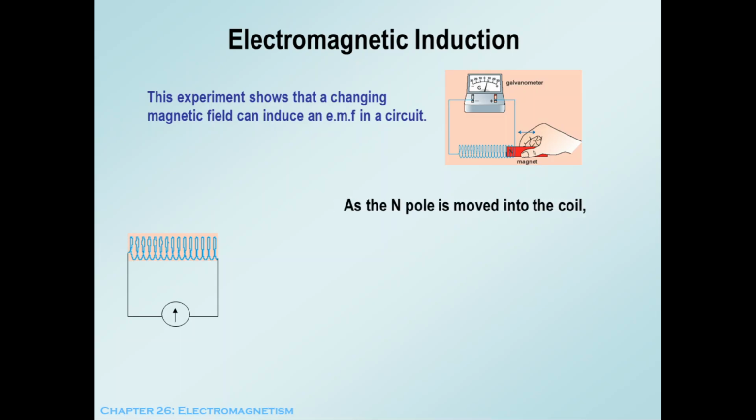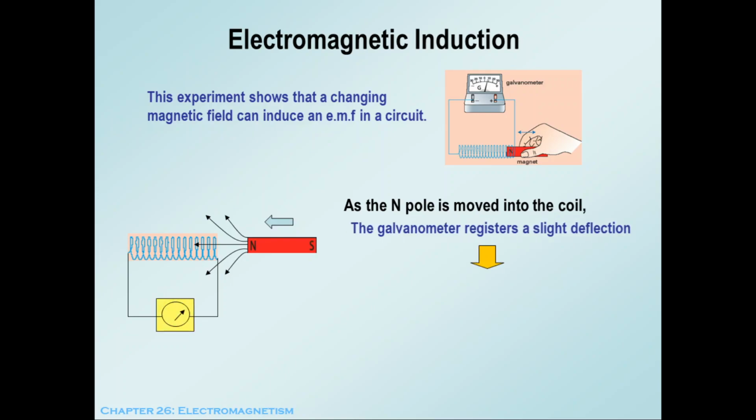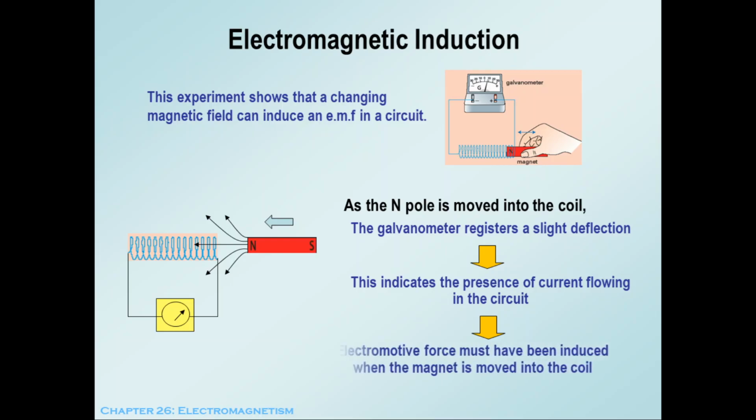So if you take a coil of wires and you push a magnet into the coil of wires, such that the North Pole moves into the coil, then the galvanometer that is connected to the circuit will register a slight deflection, meaning the pointer will move to one side. The galvanometer, as you may recall, is a device that can measure tiny amounts of current, and it can also tell you which direction the current is flowing based on the pointer. So this indicates the presence of current flowing in the circuit, or what we call an EMF, right? It must have been induced when the magnet was moved into the coil.